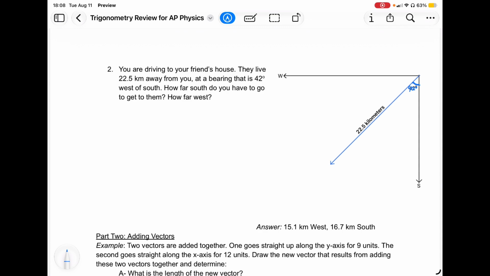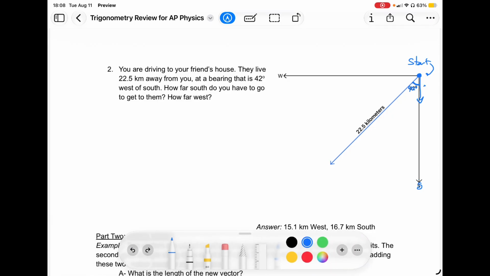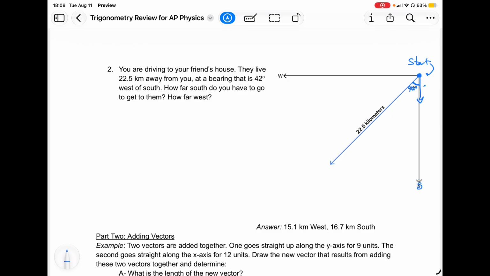So again, if we start south, wherever our initial position was, this is our start, right here. Start is right there. If we start south, we want to go west of that, and so that's 42 degrees. So if we make a triangle right here, that angle is our 42 degree angle, right? Okay, and then we want to figure out how far south did we go to get to them and how far west did we go.